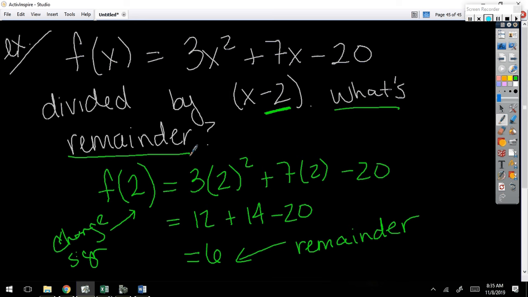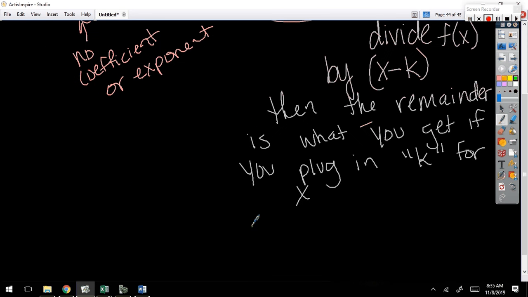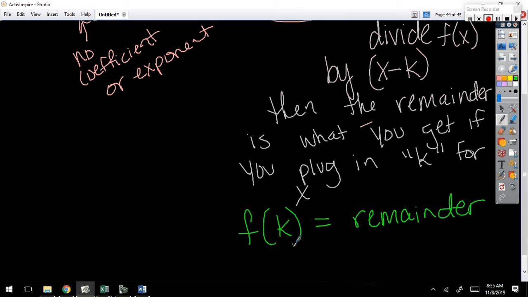Always change the sign of k. So you might want to put over here, let's go back to where we wrote it out in the notes. So if it's plus, that would be minus, and if it's minus, it's plus? Yes. So to generalize this, f of k is the remainder. Change the sign.